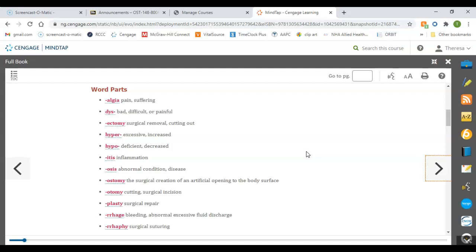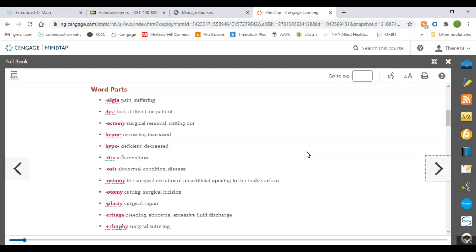Because that's one of the main things with medical terminology, is you have to know how to spell. And if you spell it wrong on any of the tests, then it's wrong. Because you can change one letter in a word and it means something totally different in here. So be very careful with your spelling.